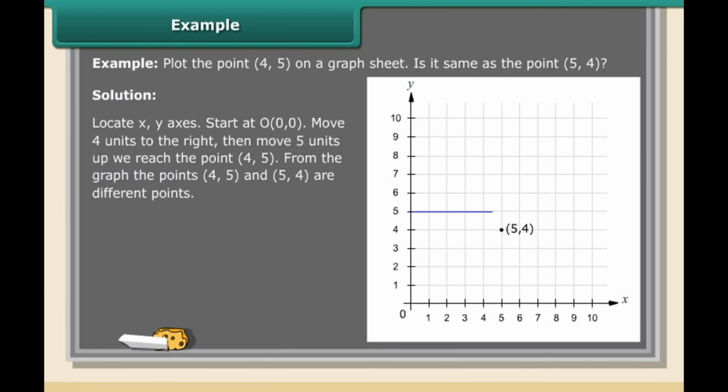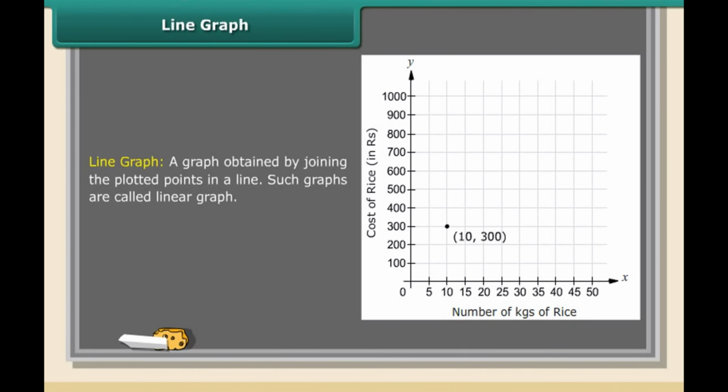Move 4 units to the right, then move 5 units up. We reach the point (4, 5). From the graph, the points (4, 5) and (5, 4) are different points. Line graph: a graph obtained by joining the plotted points in a line. Such graphs are called linear graphs.